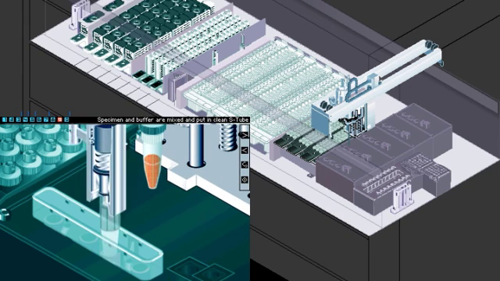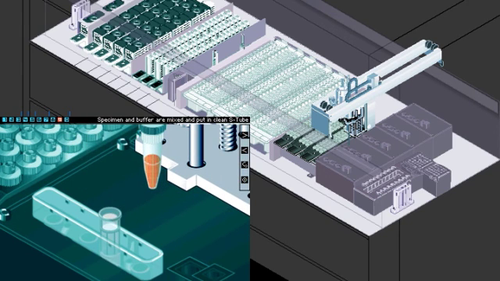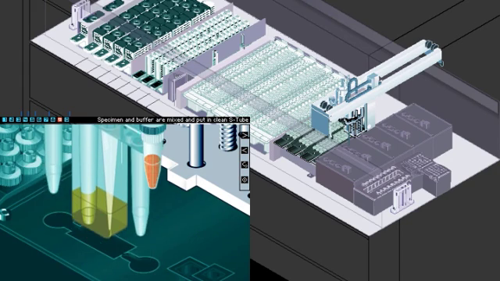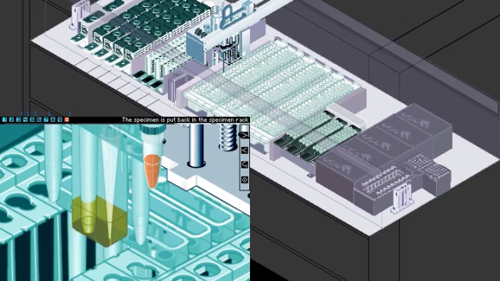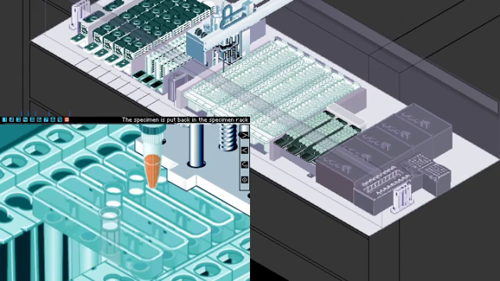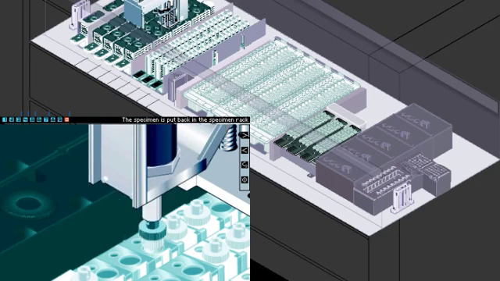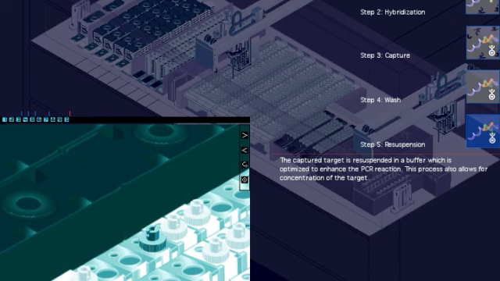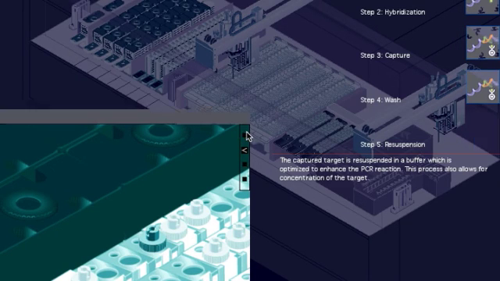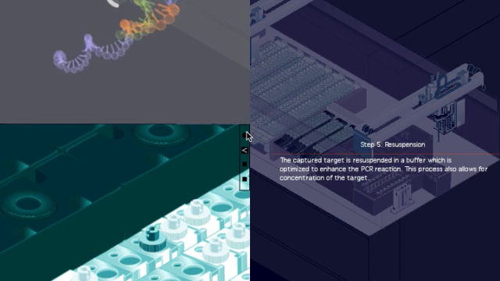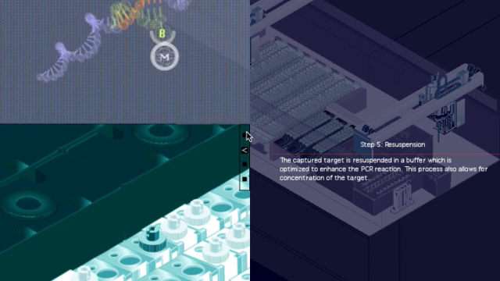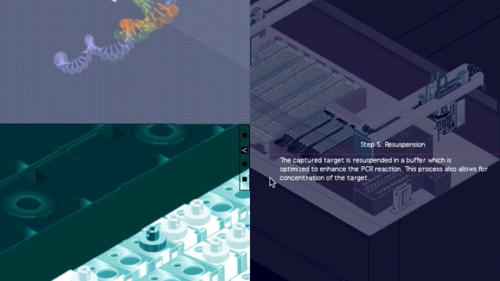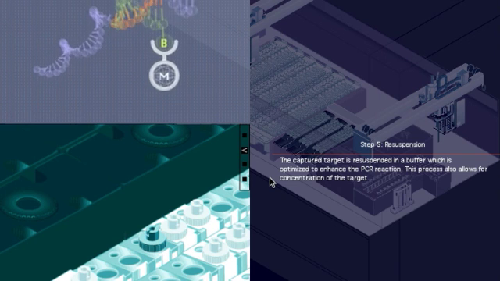The waste chamber is sealed off by the sample tip. The output tube is placed back on the patient sample rack. The captured RNA or DNA target is resuspended in a buffer, which is optimized to enhance the PCR reaction.